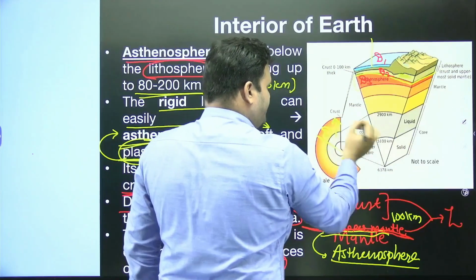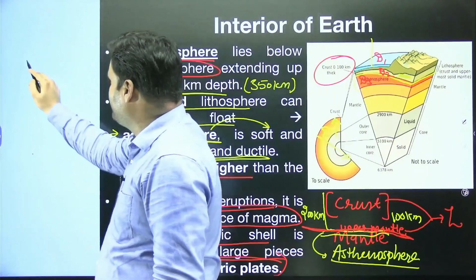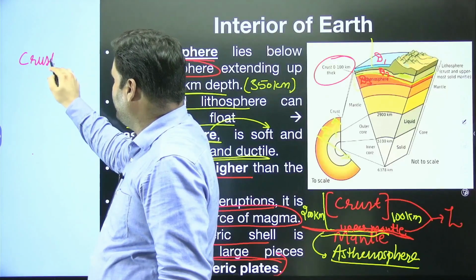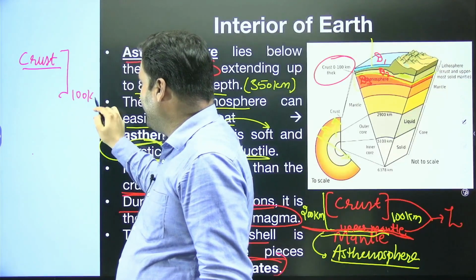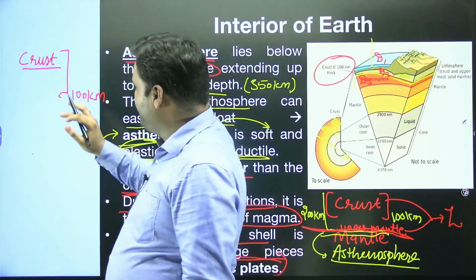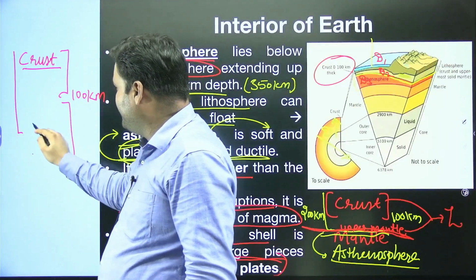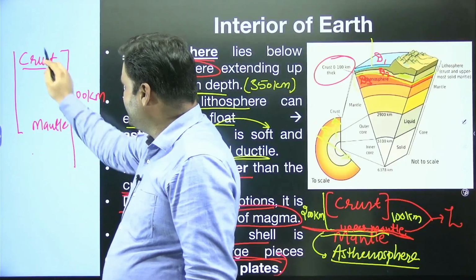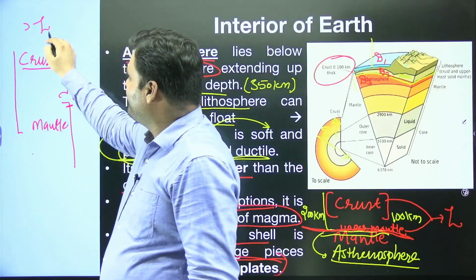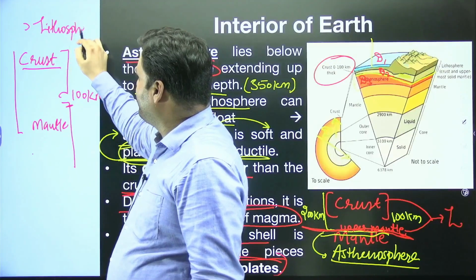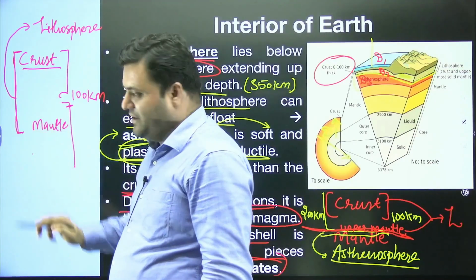Now, let me summarize. Crust is the topmost layer. Crust would have a depth up to 100 kilometer, highly uneven depth. After the crust, we have what? Technically, after the crust, we have a mantle. So here, crust including the upper part of mantle, this part is known as what? Lithosphere. Crust as well as the upper part of mantle.